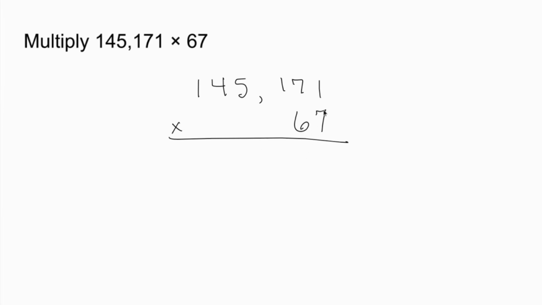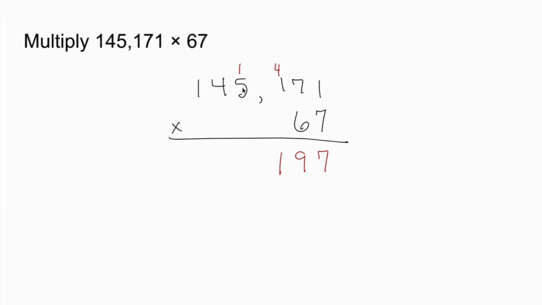So what we're going to do is go to the bottom number and take turns multiplying 7 to all of these right to left, knowing we're probably going to have to carry over a few times. So 7 times 1 is 7. 7 times 7 is 49. Write out your 9, carry over a 4. 7 times 1 is 7. 7 plus 4 is 11. Write out your 1, carry over a 1.